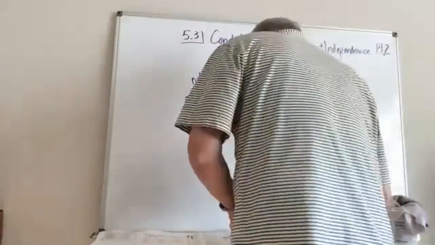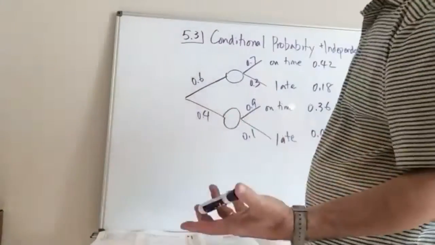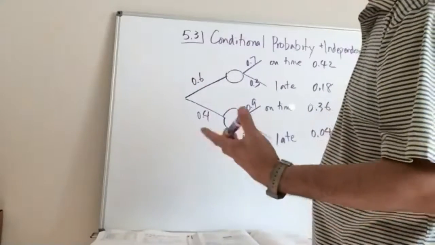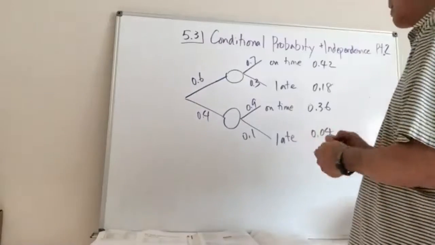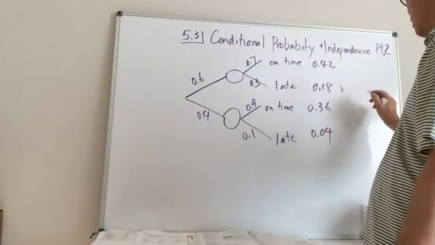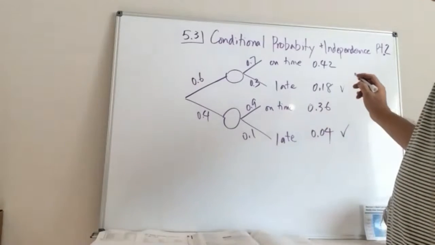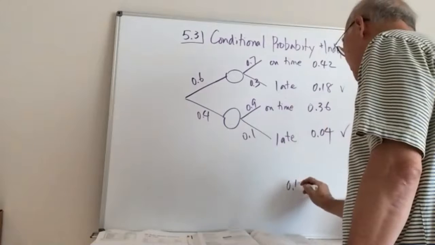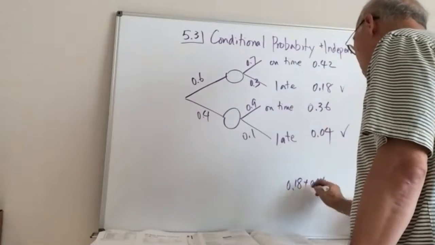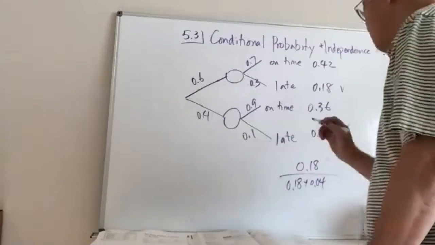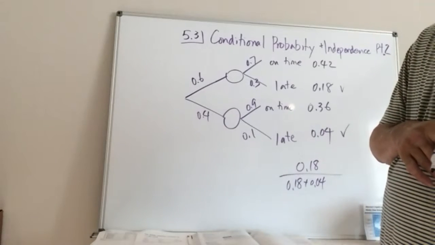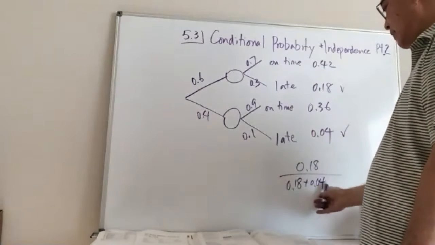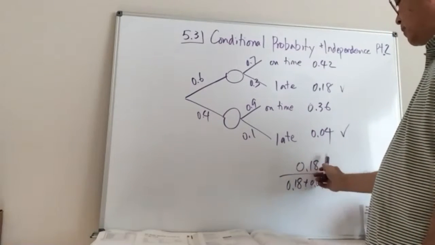So now the question is, given that I was late, what is the probability that I hit the snooze button? Okay, so if I'm late, I'm either this guy or this guy, right? And this is the one where I hit the snooze button. So it's going to be 0.18 plus 0.04. So go like that, right? You see that? Okay. So this is the given that I am late. Given that I'm late, what is the probability that I hit the snooze button?